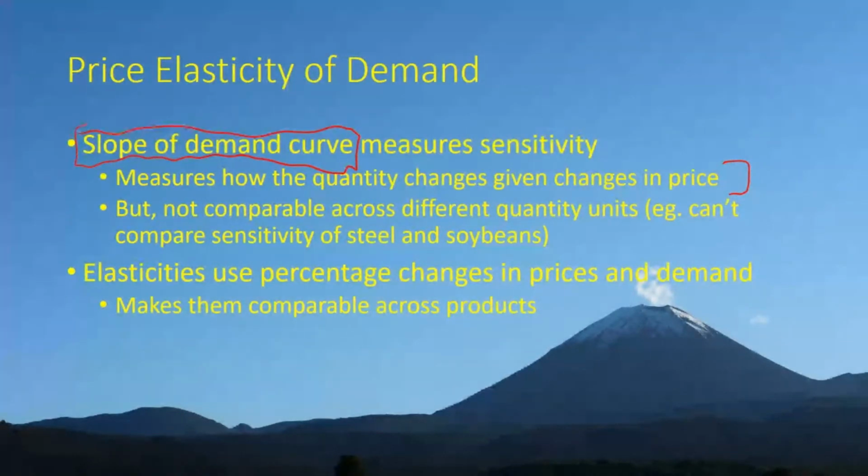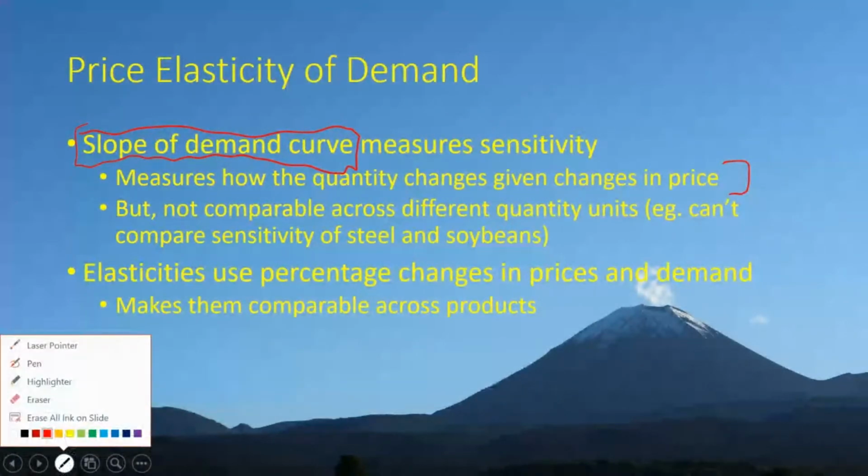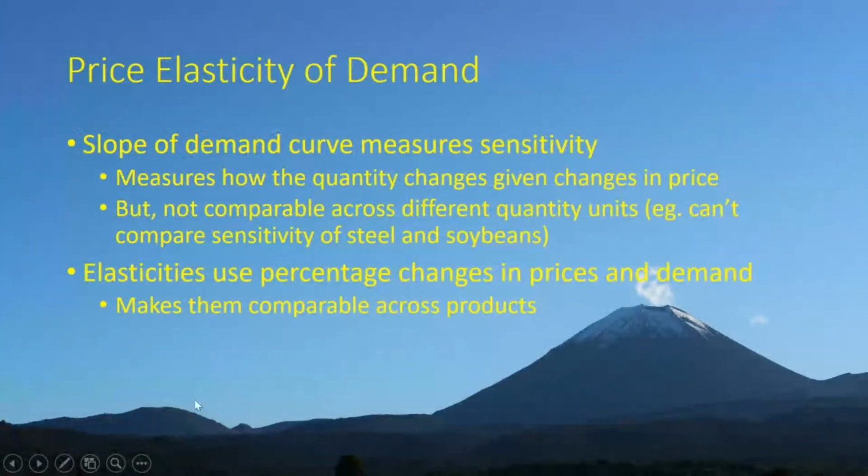Okay, the demand curve itself is giving us a kind of measure of sensitivity because it's telling us how much does one variable change in response to the other variable. And taking the slope of a demand curve is giving us a sense of the sensitivity of demand. However, the problem with using a demand curve is that we measure things in different markets in different ways.